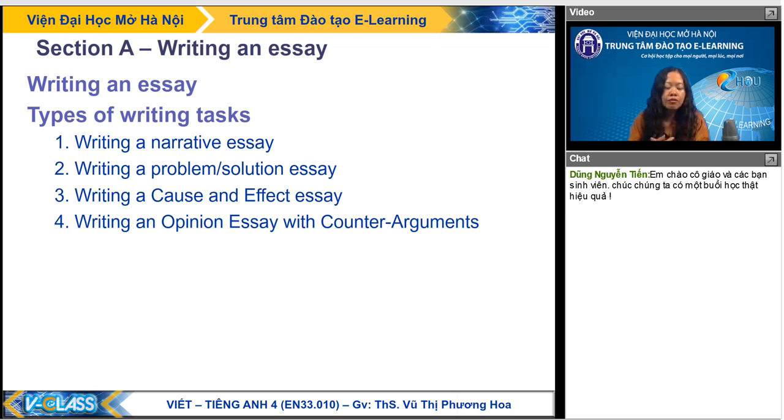We continue with some types of writing tasks. It's useful for you. Here we have 4 types. The first one, writing a narrative essay, and then writing a problem solution essay, writing a cause and effect essay, and the last one is writing an opinion essay with counter arguments.